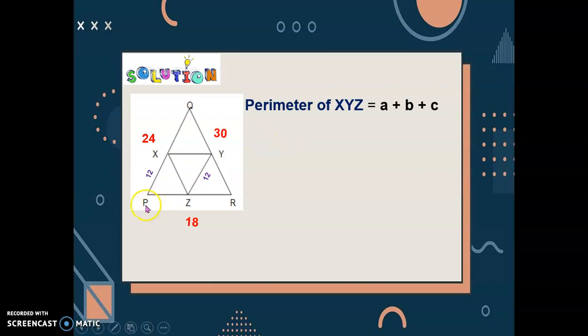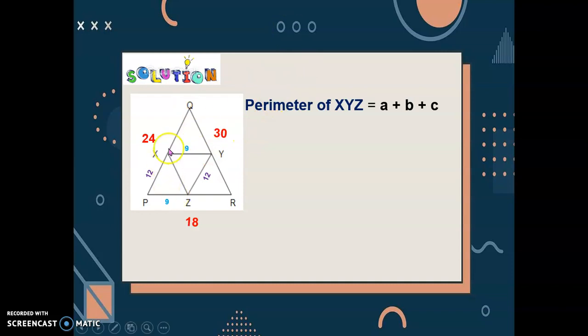Next, proceed tayo kay PR. So, ang midpoint niya is Z. So, ang half po niya is 9. Now, alamin natin kung sino yung side na parallel kay PZ. So, it is obviously na ang parallel side sa kanya is XY. So, therefore, if PZ is 9, the measurement of XY is also 9.